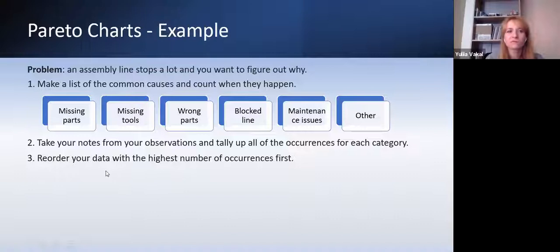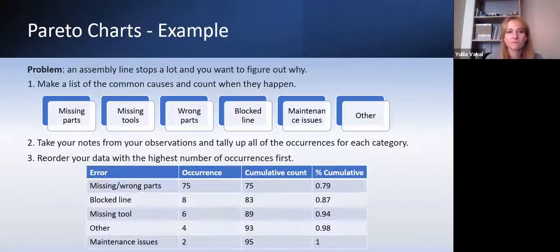Once we have it, we just reorder the data. This is what we have. So that's the causes, the problems, then the occurrence, number of times when it happened in the period of time which we predefined. Then this cumulative count. So you see, we just sum up like 75 plus 8, 83, 89, 93, 95.